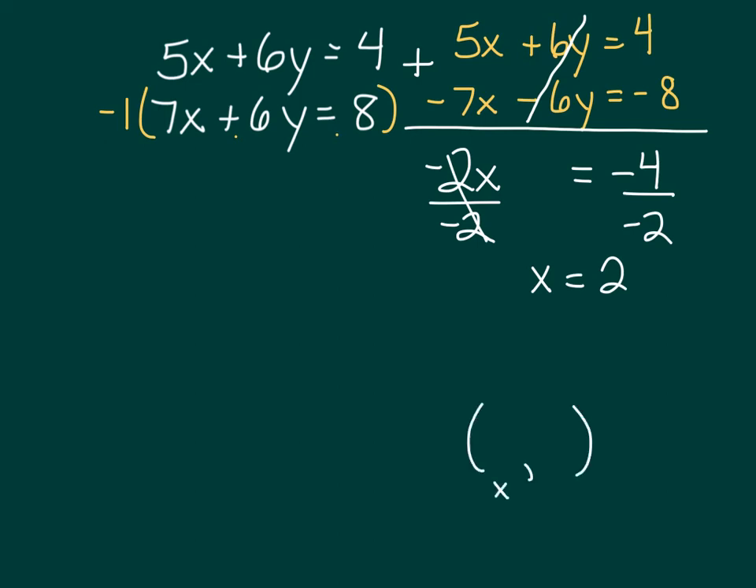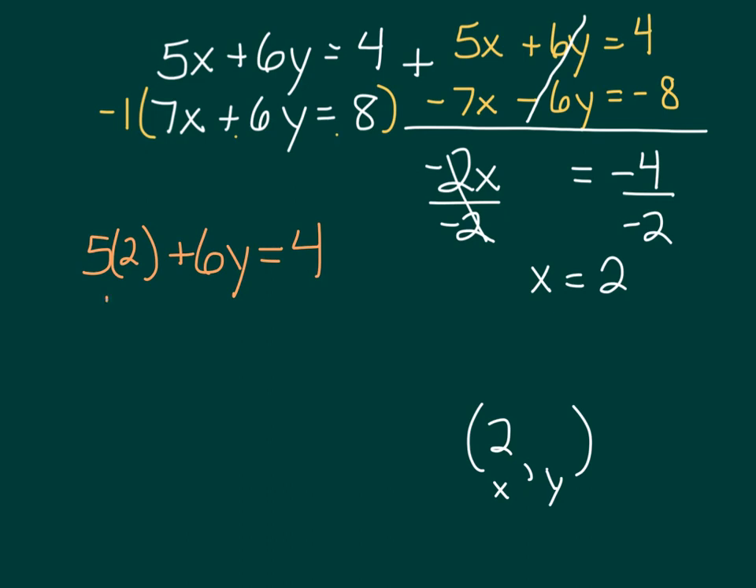So in my solution, my x coordinate is 2. I now have to find the y. You can use either of these original equations. You could also use either of the new ones, but I like to go with what we started with. So I'm going back into that first equation. I've got 5 parentheses 2, because x is 2, plus 6y equals 4.